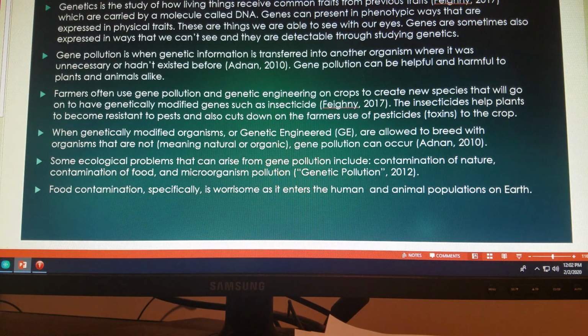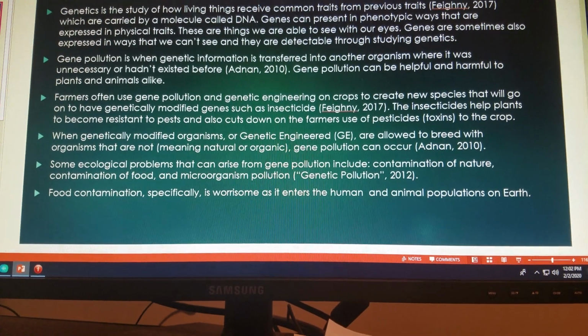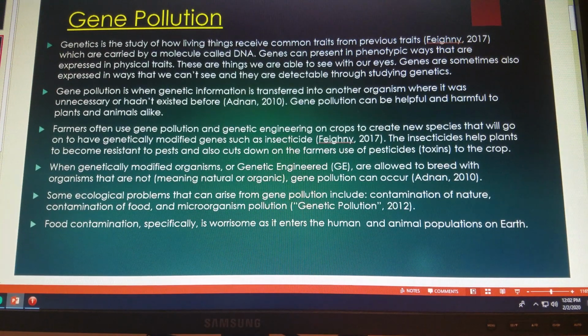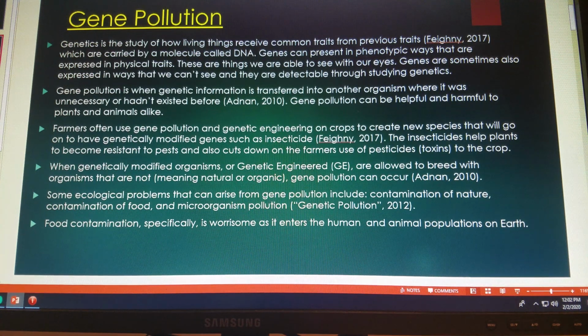So what is gene pollution? First off, we want to talk about genetics and what a gene is. Genetics is the study of how living things receive common traits from previous generations. When they're carried by a molecule called DNA, genes can present in a phenotypic way, expressed in physical traits, and sometimes genes are also expressed in genotypic traits that we cannot see with our eyes, but they're detectable through studying genetics.